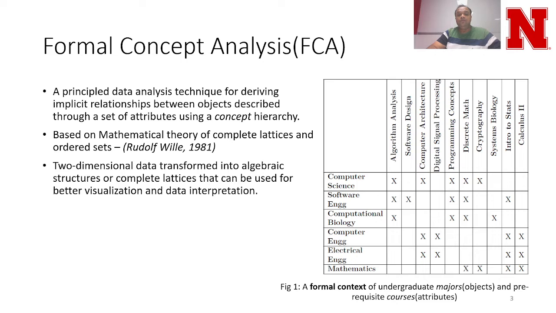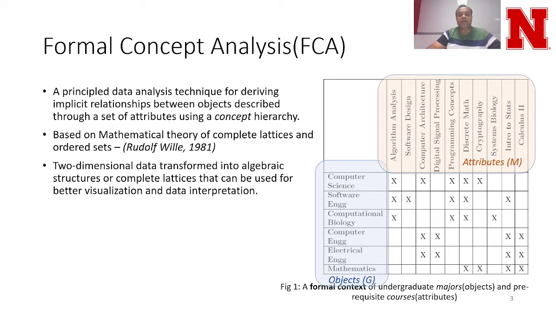So in normal FCA, we have a set of objects and a set of attributes. Objects are represented as G, attributes are represented as M, and there is a relationship between these, which means a particular object may have a set of attributes, or it may also not, depending on it. You can see here two-dimensional data in figure 1, which shows a bunch of objects, which are nothing but the undergraduate majors: computer science, software engineering, and so on. At the top are the attributes, which are the prerequisite courses for each major.